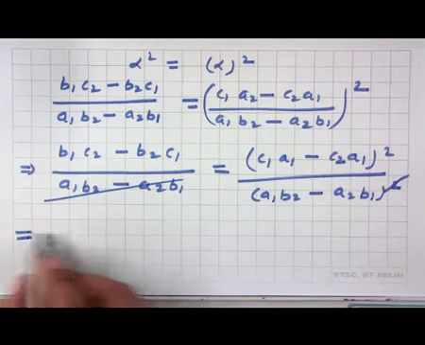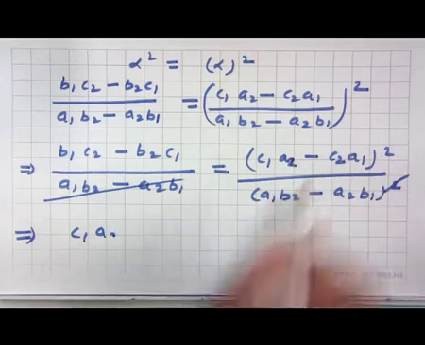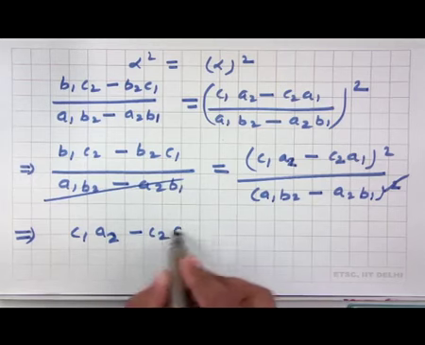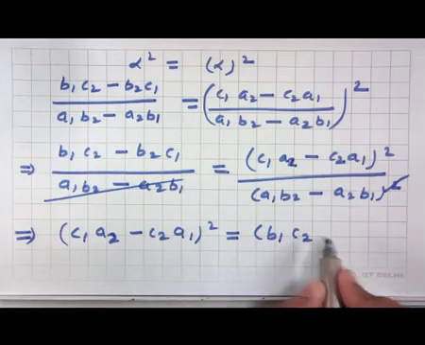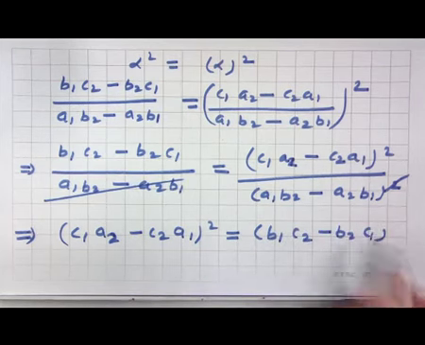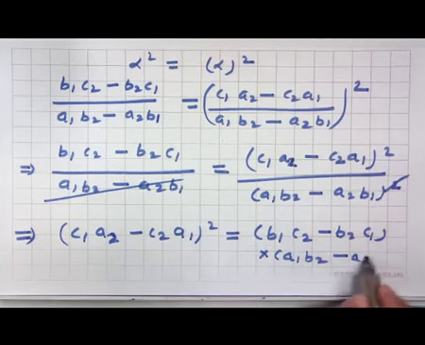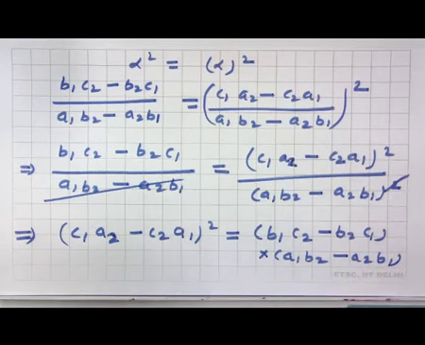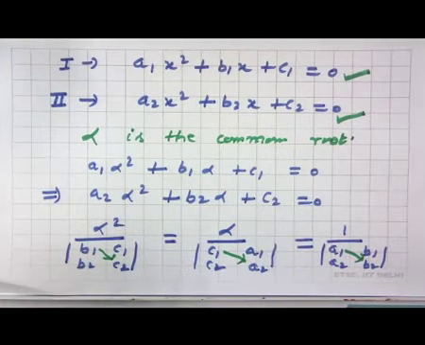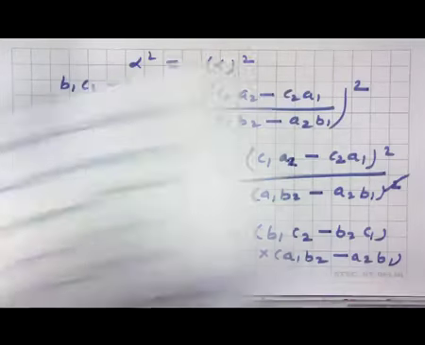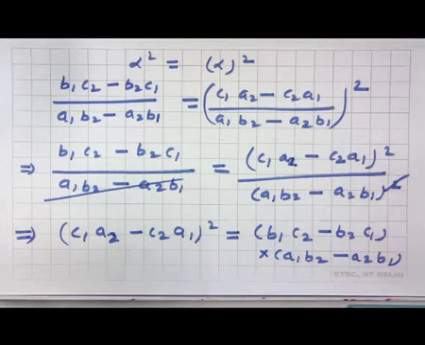Now it will be c1 a2 minus c2 a1 to the whole square equals b1 c2 minus b2 c1 multiplied by a1 b2 minus a2 b1. Now this is the condition when two quadratic equations have one common root.